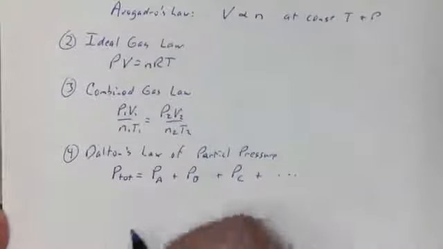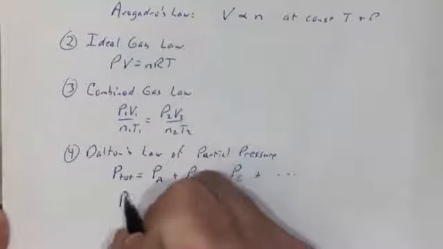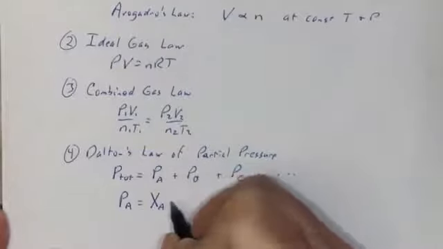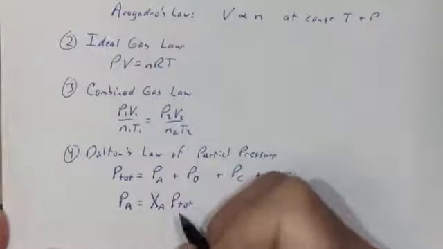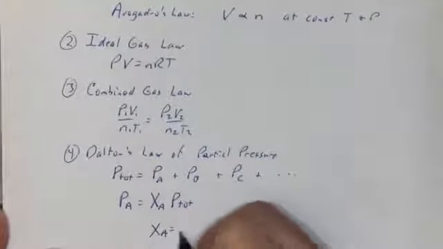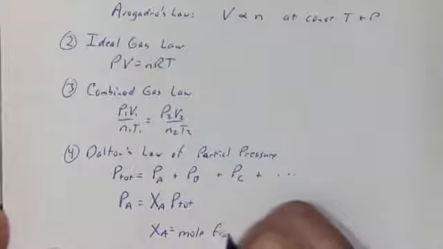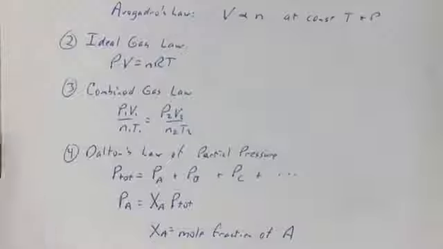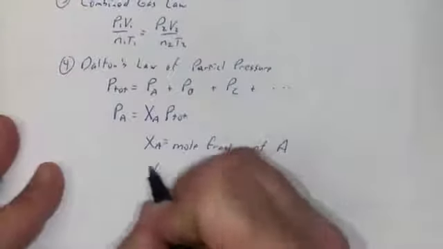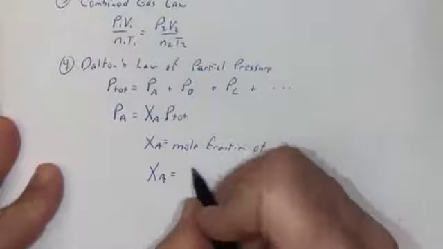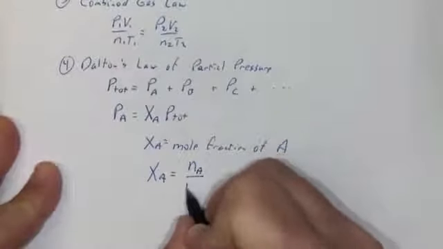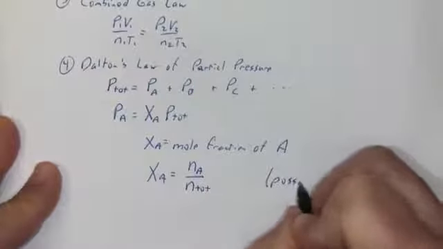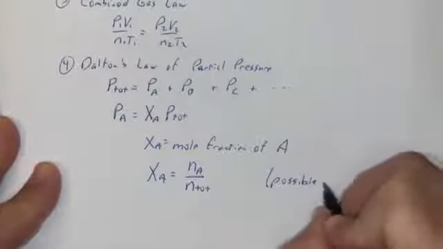Another way to express Dalton's law of partial pressure is that the partial pressure of gas A is equal to capital X sub A, which stands for the mole fraction of A, times the total pressure. You need to know that capital X sub A stands for the mole fraction of A, and using our junior high definition of a fraction, the part over the whole: what's the part? It's the number of moles of gas A. What is the whole? It's the total number of moles. The possible values of a mole fraction, of any fraction, are 0 to 1.